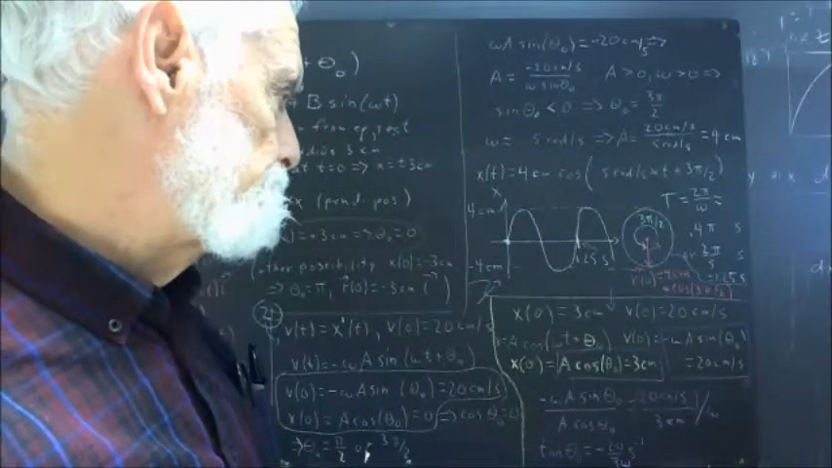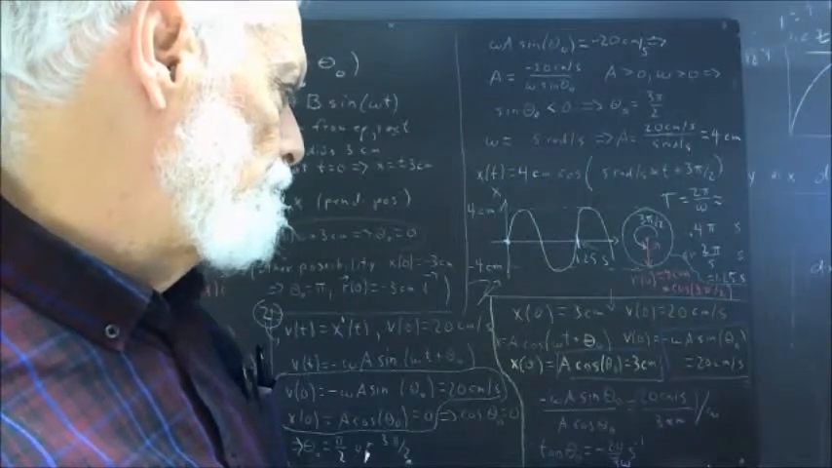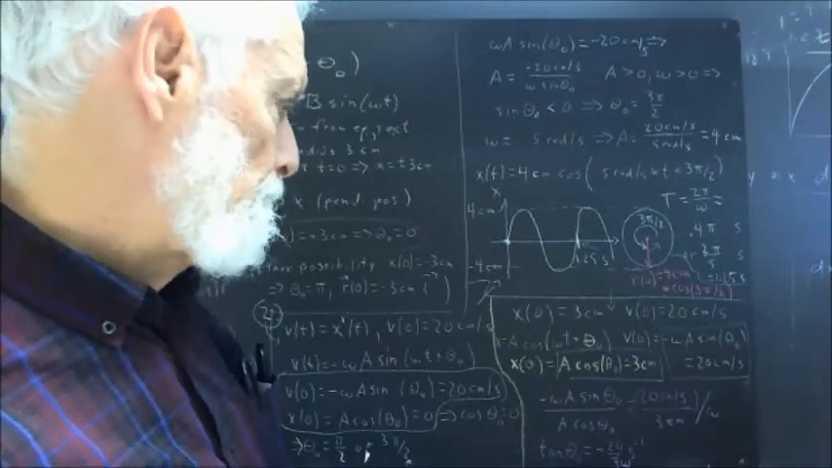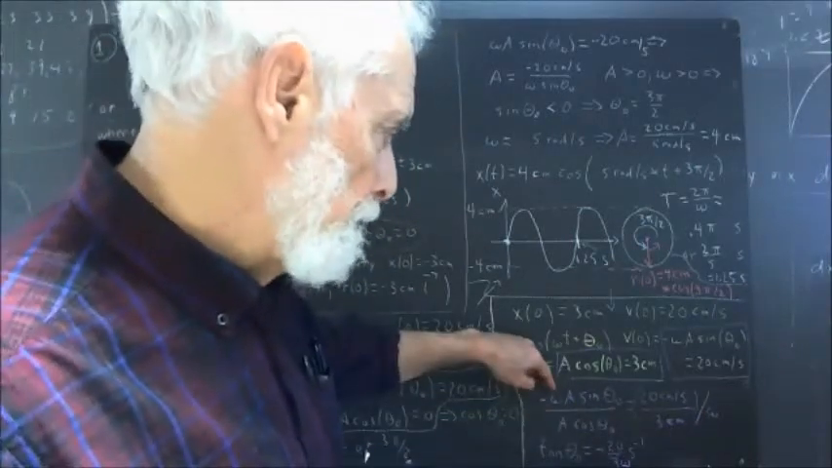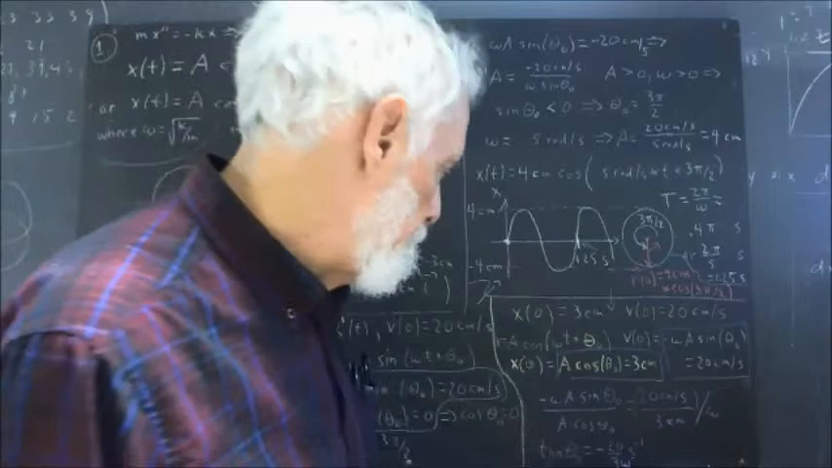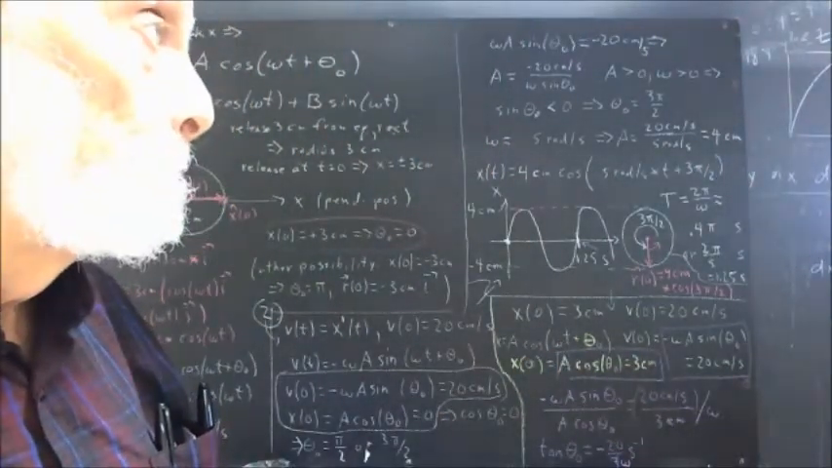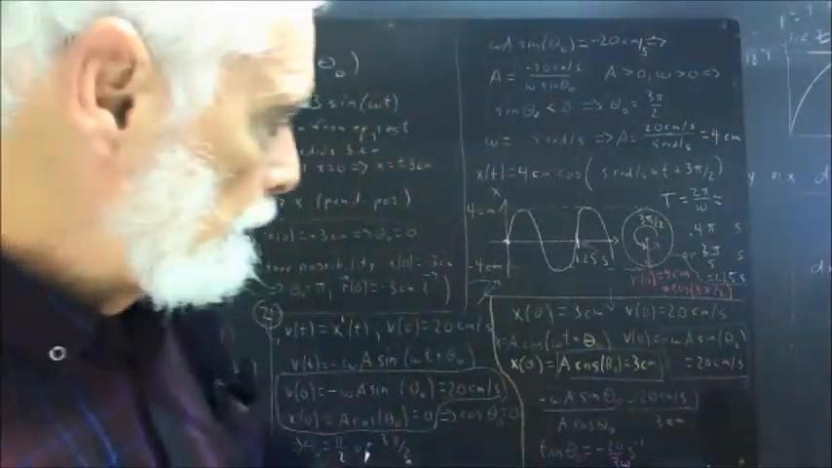Now, I have divided by omega, and that shouldn't be there until the next step, because the omega is still over here. So I'm going to fix that, and then we'll move on. Okay, now the equation reads correctly.